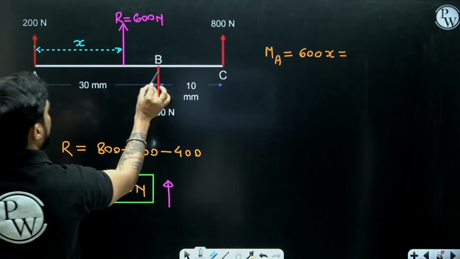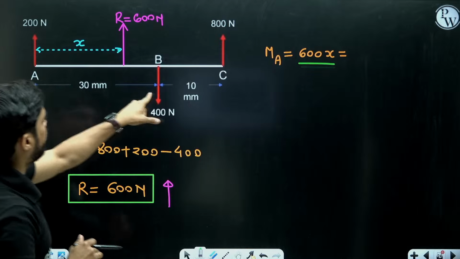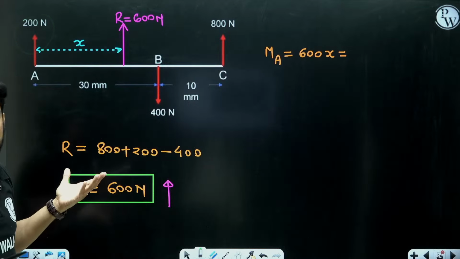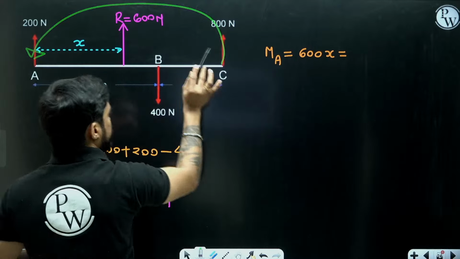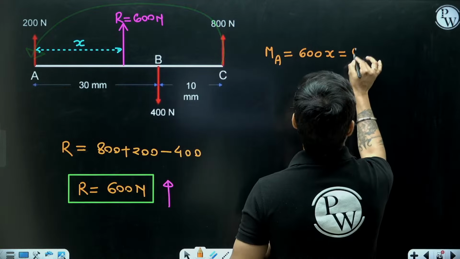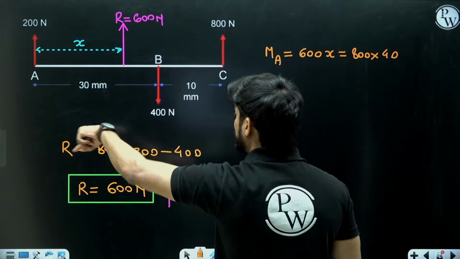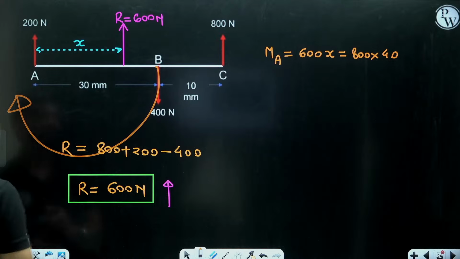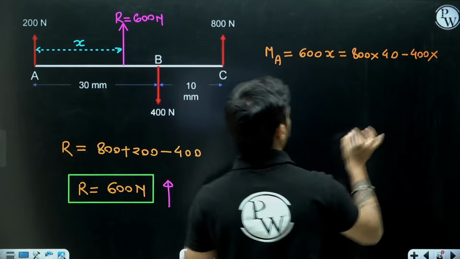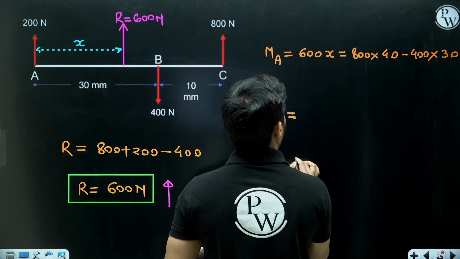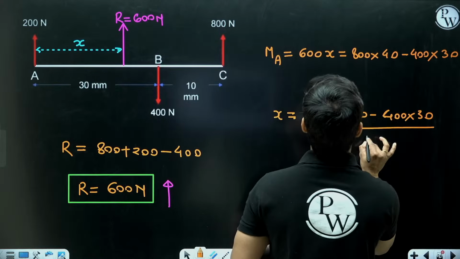Now the moment of these three forces about A must also be equal to 600x. The moment of the 200 Newton force will be 0 because it is acting at point A. The moment of 800 Newton will be anti-clockwise, and anti-clockwise moment is positive, so it will be 800 multiplied by 40 mm. The moment of 400 Newton will be clockwise, so it will be considered negative: minus 400 into 30 mm. So x will become 800 into 40 minus 400 into 30, divided by 600.